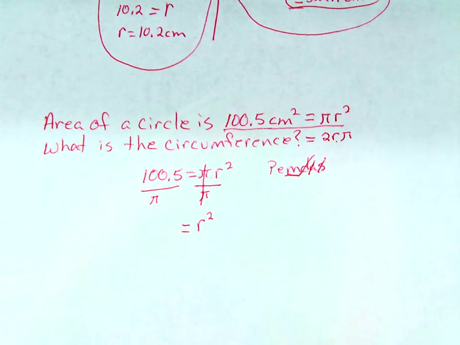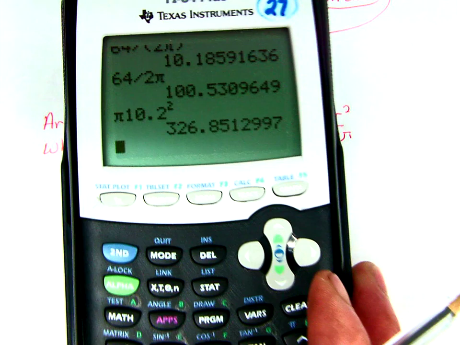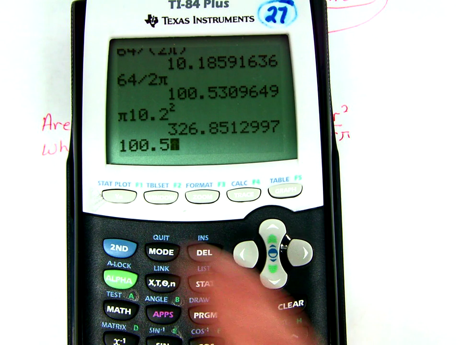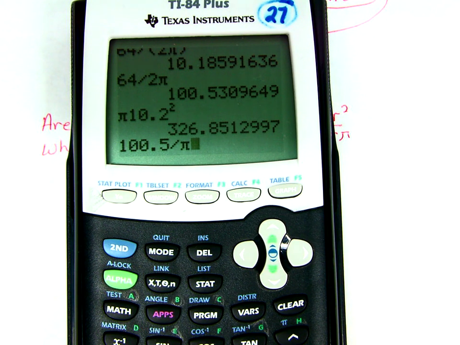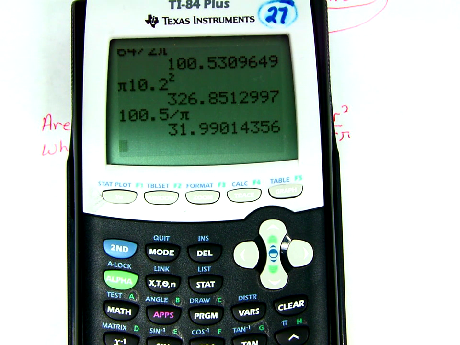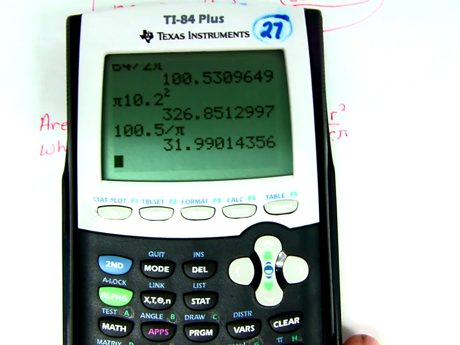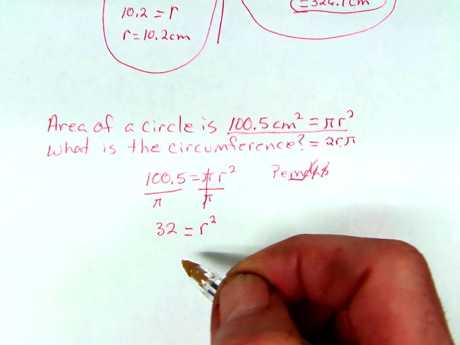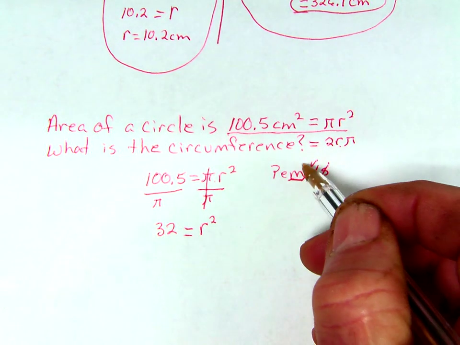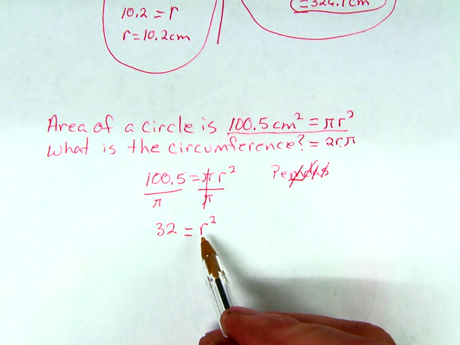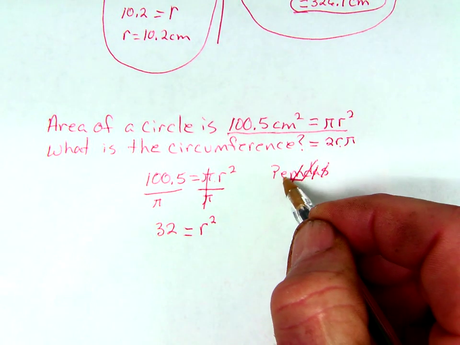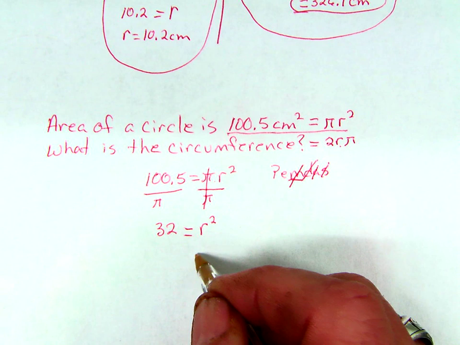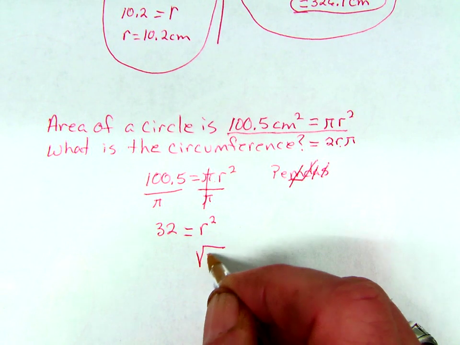Now over here, 100.5 divided by pi. 31.99. I'm just going to call that 32. Okay, so now we've taken care of the multiplication. There's nothing being multiplied to the r now. And now it's time for the exponent. We need to get rid of this exponent. It's a square. The opposite of squaring something is square rooting something.